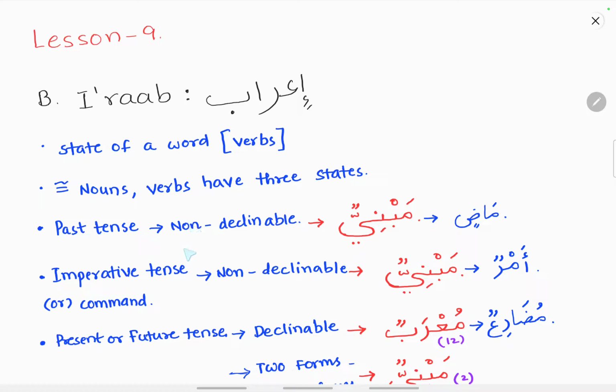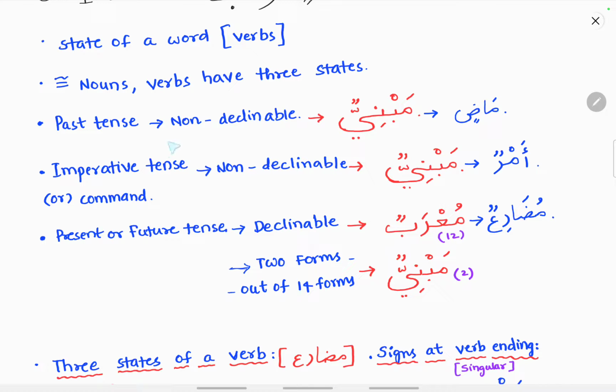Similar to nouns, verbs also show three states, that is marfu, mansub and majzoom. In nouns we have seen marfu, mansub and majroor, but in verbs we will see marfu, mansub and majzoom states. So let us see what are the verbs which are declinable and the verbs which are non-declinable.